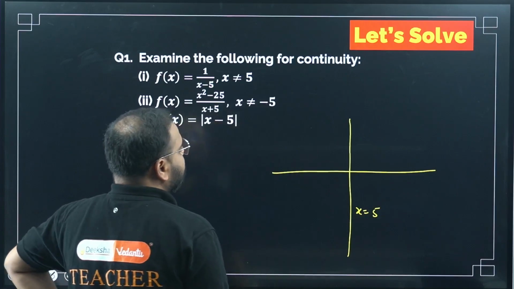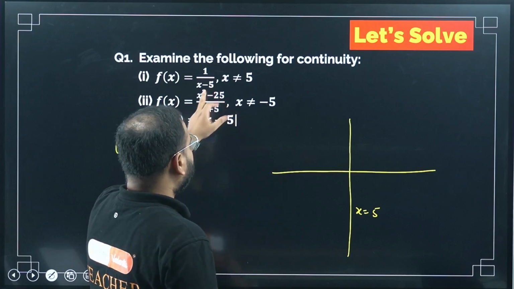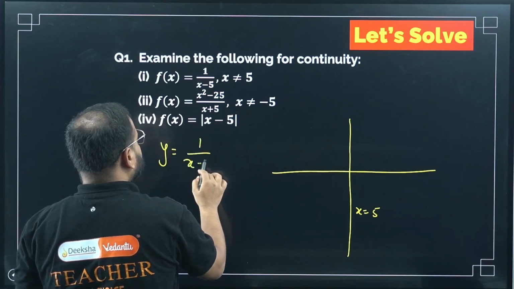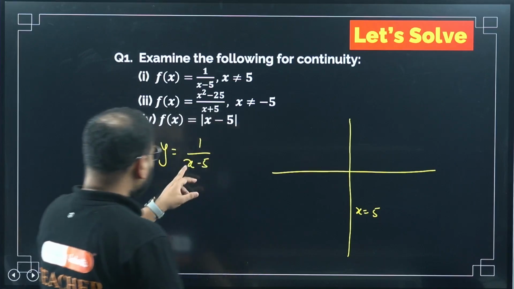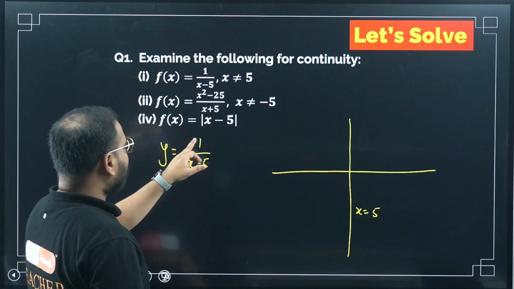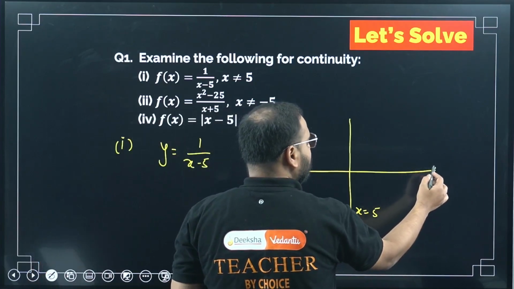So think about it. If x goes to infinity, just think here. Over here in this function, y equals 1 upon x minus 5 is there, right? Correct? If x goes to infinity, what will happen to infinity minus 5? Remains infinity only. And what is going to be 1 by infinity? 0, okay? So it means it will approach 0. So it will be somewhere here.